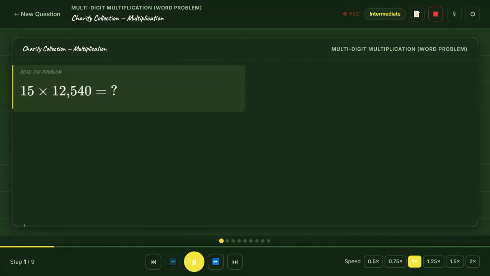Let's read our problem. 15 men each gave 12,540 rupees for charity. We need to find how much money they all gave together. When everyone gives the same amount, we use times to find the total.